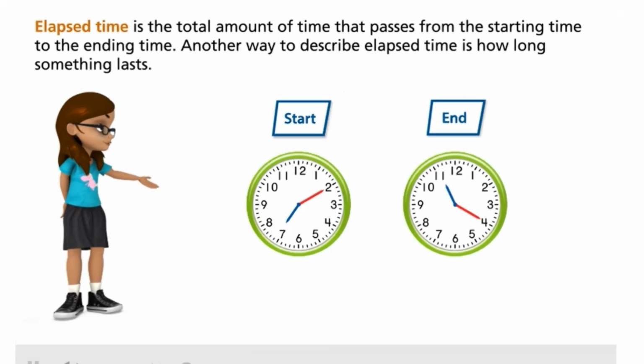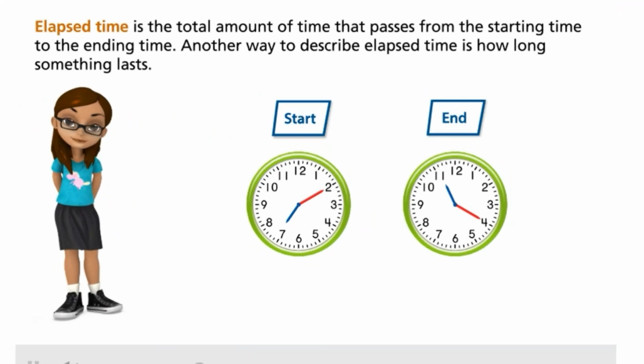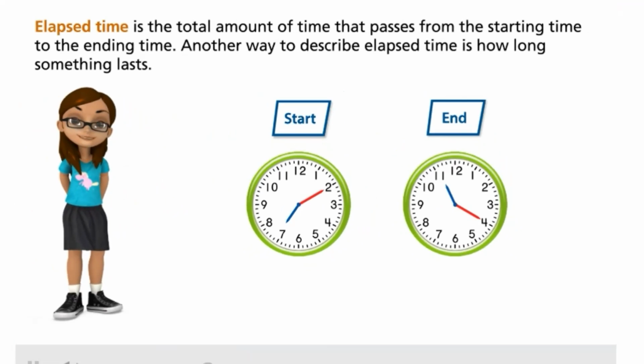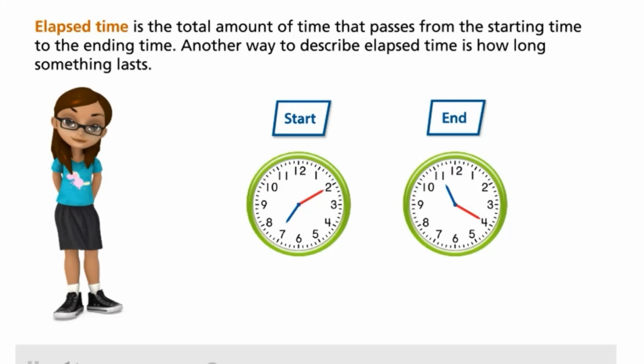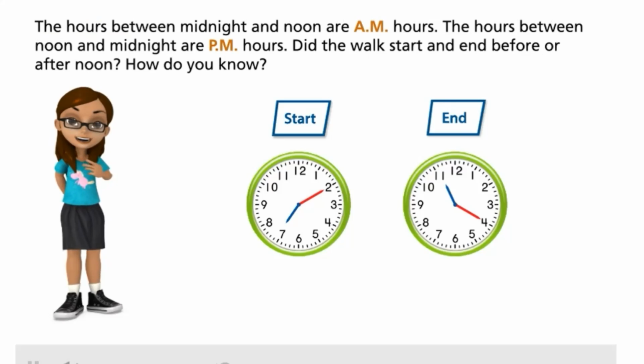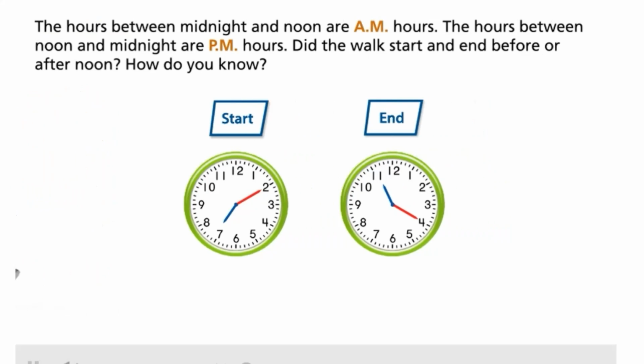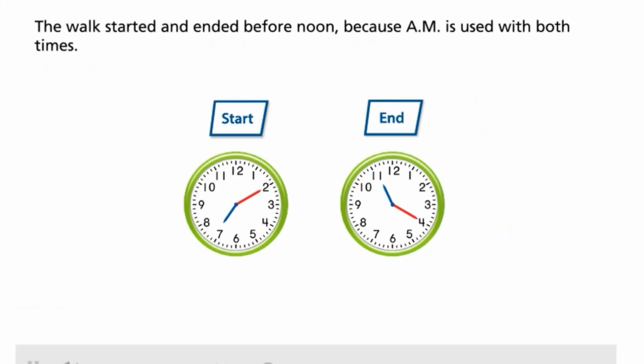Elapsed time is the total amount of time that passes from the starting time to the ending time. Another way to describe elapsed time is how long something lasts. The hours between midnight and noon are AM hours. The hours between noon and midnight are PM hours. Did the walk start and end before or after noon? How do you know? The walk started and ended before noon because AM is used with both times.